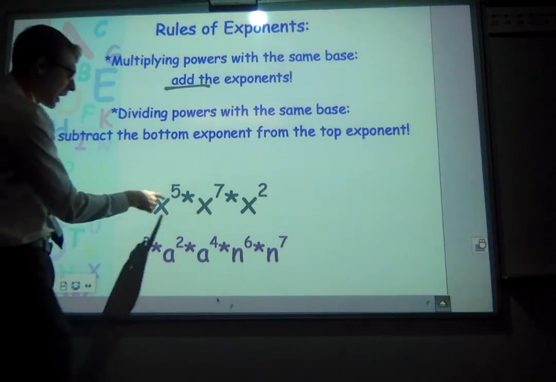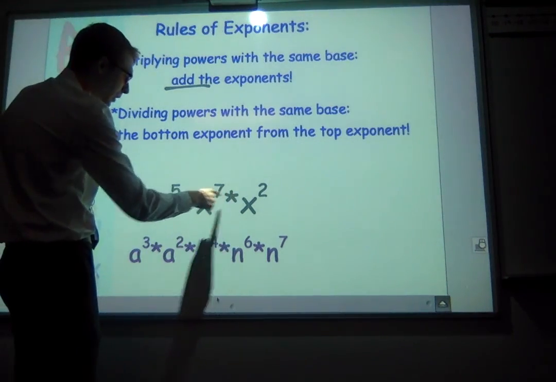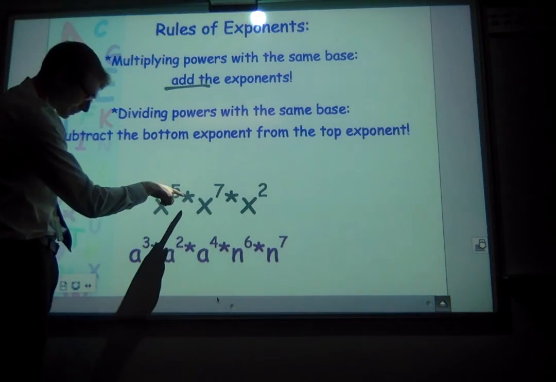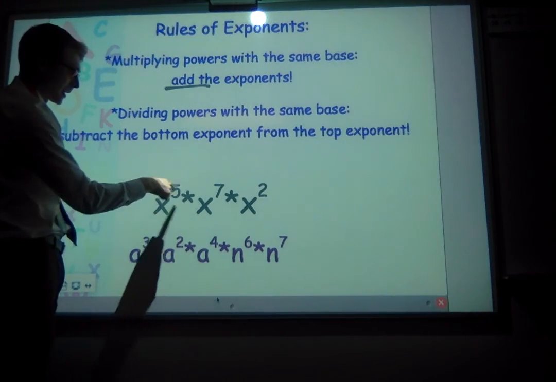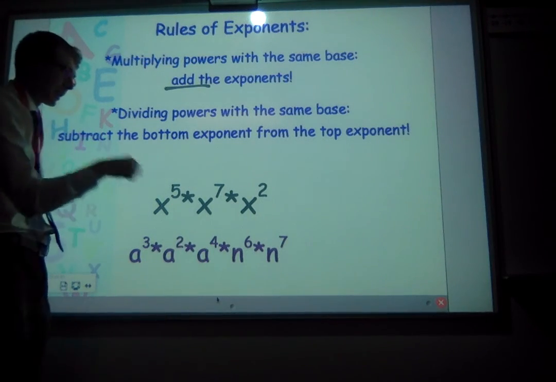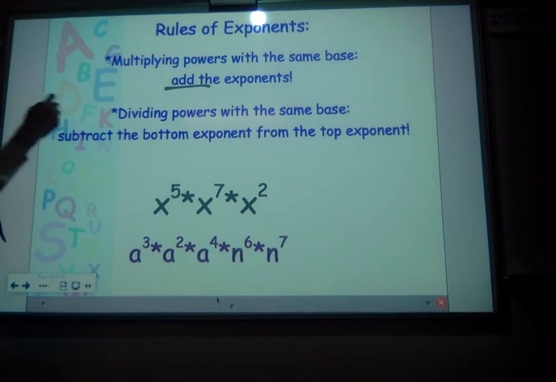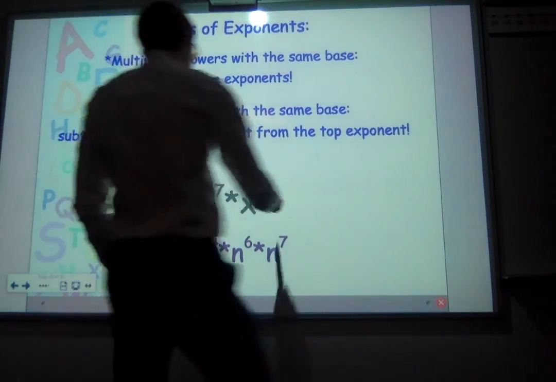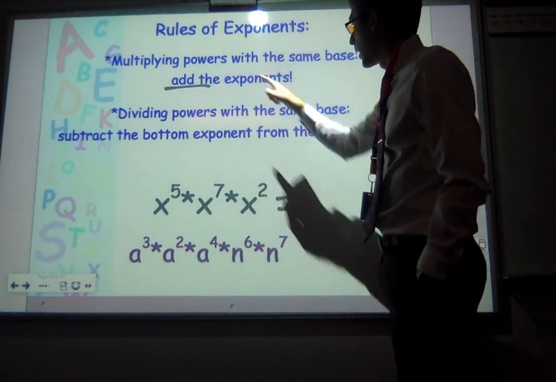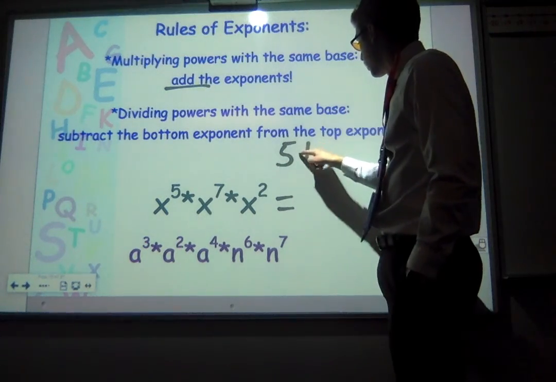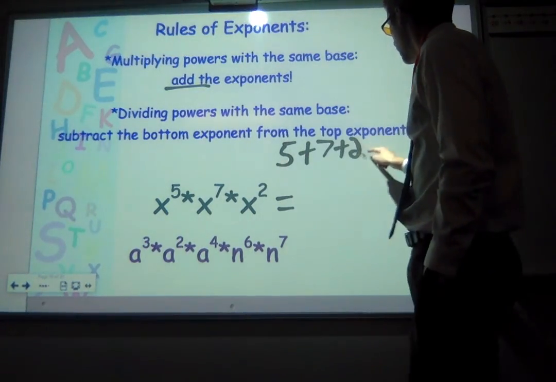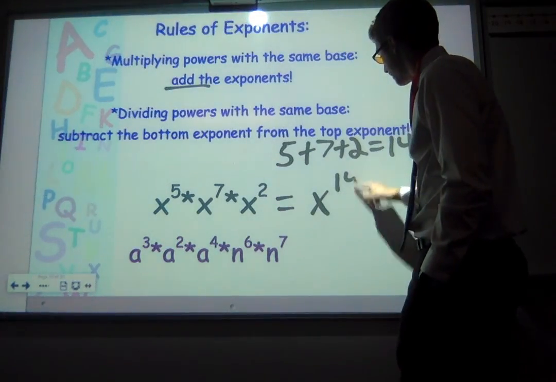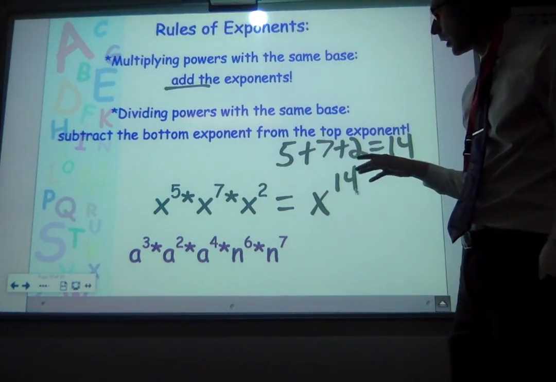But here we see that x is the base in every single term here. And they're going to be multiplied together. So x to the 5th times x to the 7th, times x squared. So again, we're going to add the exponents. So 5 plus 7 plus 2. So then we're going to get 14. And so we got x to the 14th. And that'll be our answer.